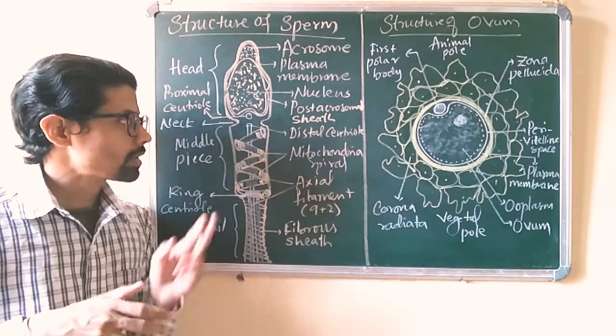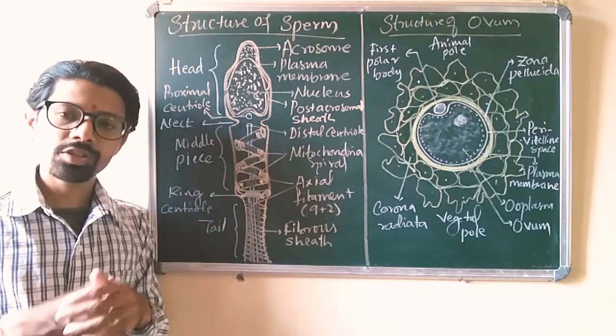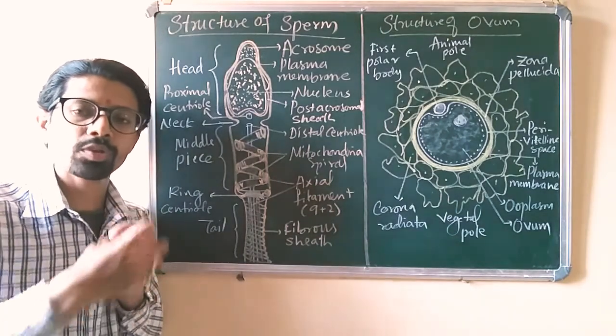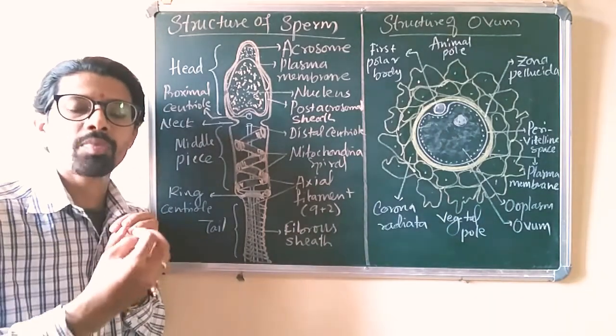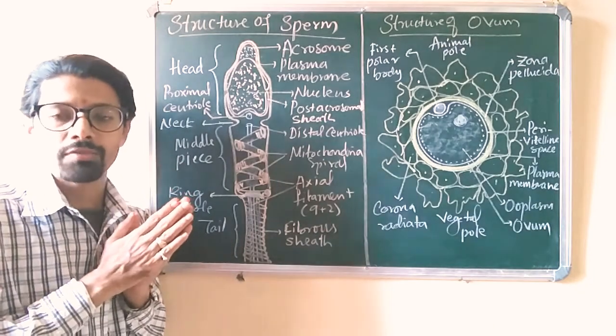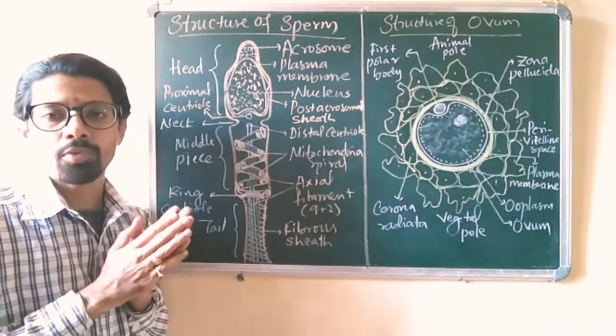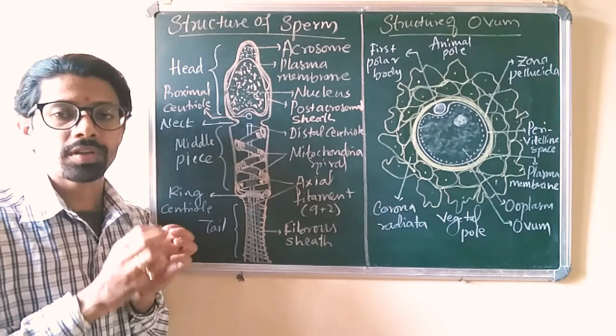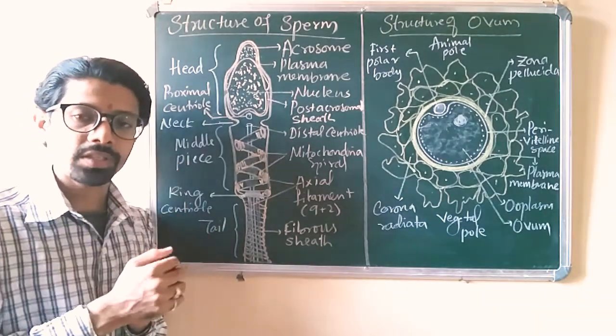Clear? Now, next is the distal centriole. The distal centriole gives rise to the microtubules which continue into the tail part. It is called the 9+2 arrangement of tail fibers. So, this is also a very important factor. The microtubules for the tail are arising from the distal centriole.